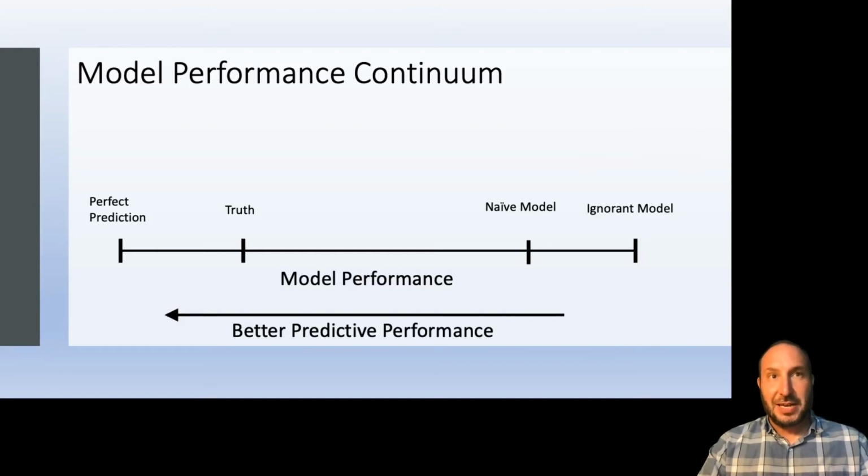And somewhere between the naive model and truth is going to be your current model that you've built. Hopefully your model is doing better than the naive model, otherwise you're really in trouble. And your model can never do better than the actual truth of the situation.